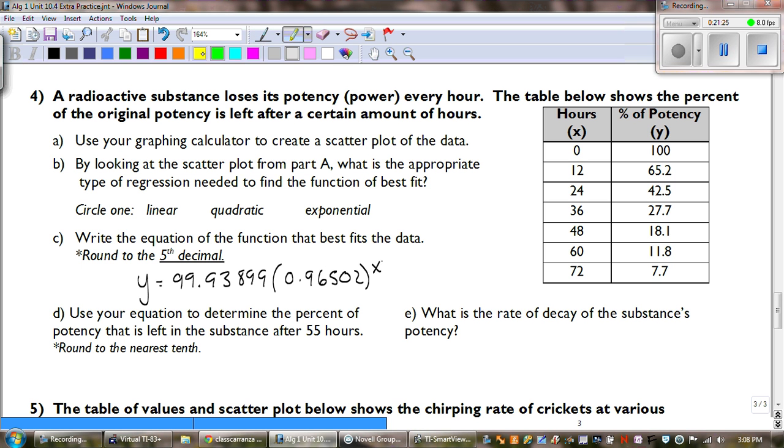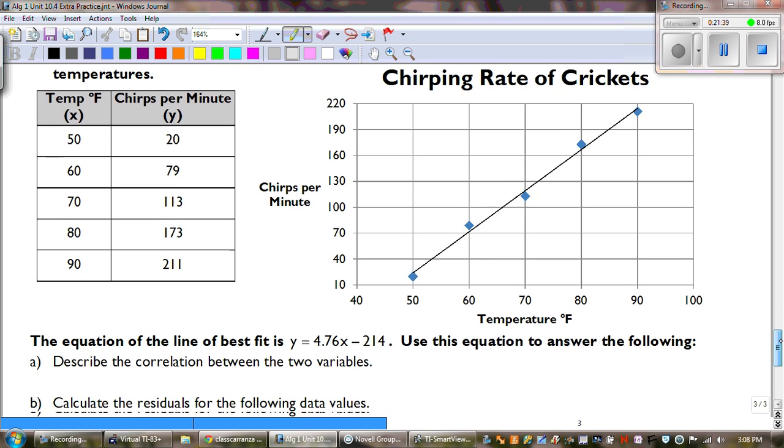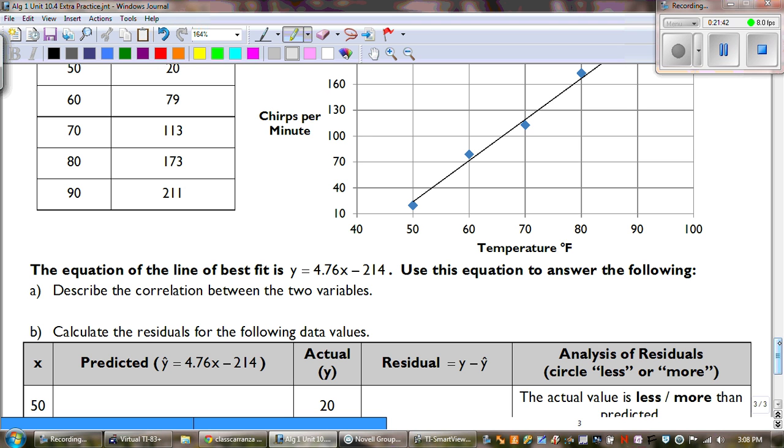So that's our first equation that we need. And you should be able to tell me if that's linear, quadratic, or exponential just by looking at that equation. And then number 5. Oh, guess what? Number 5, it already tells you what the equation is. It's right there.